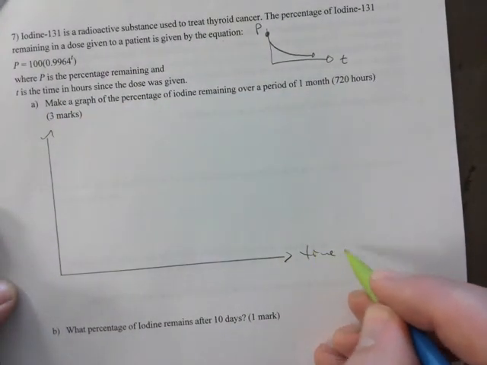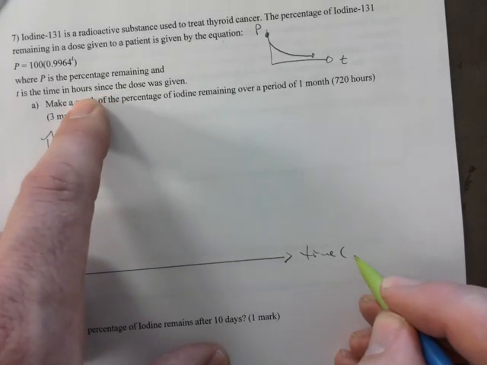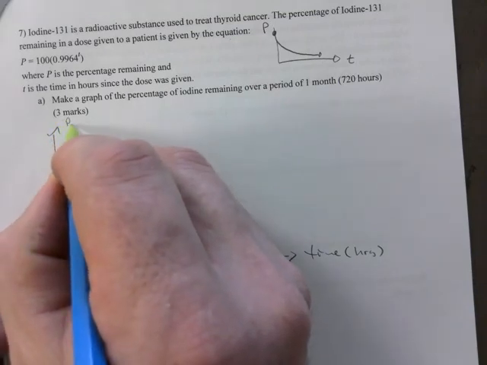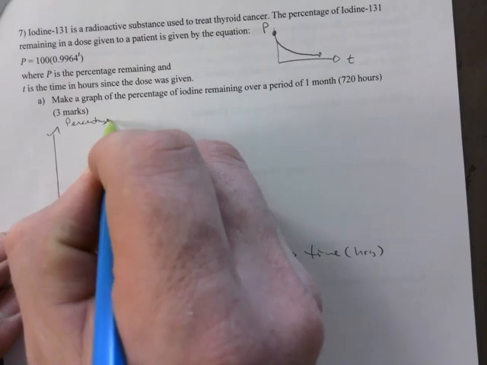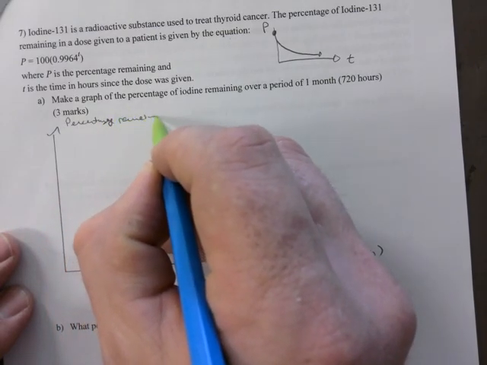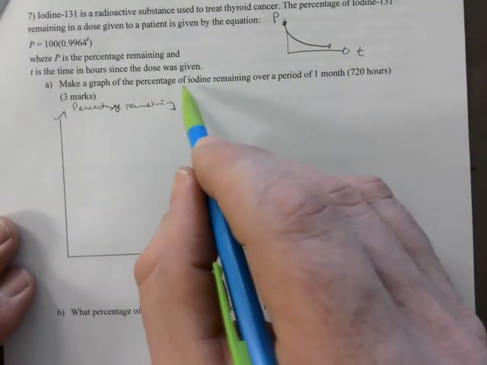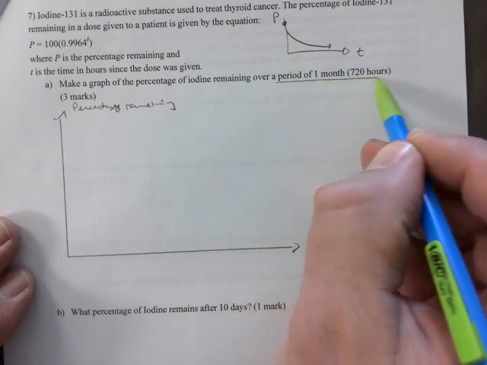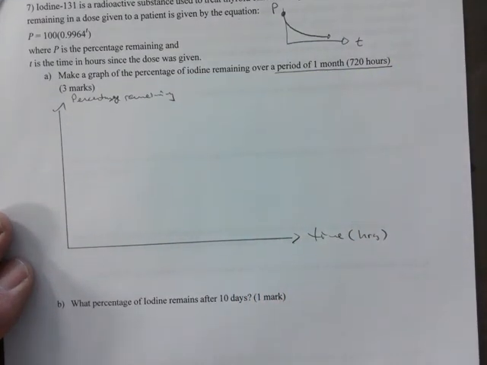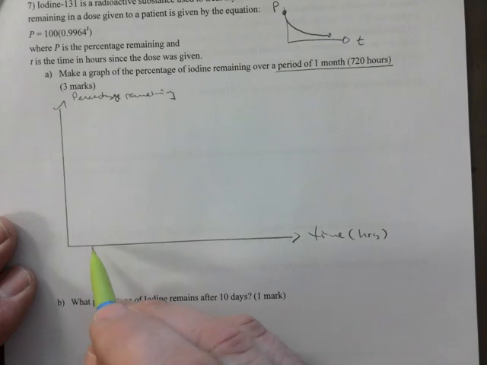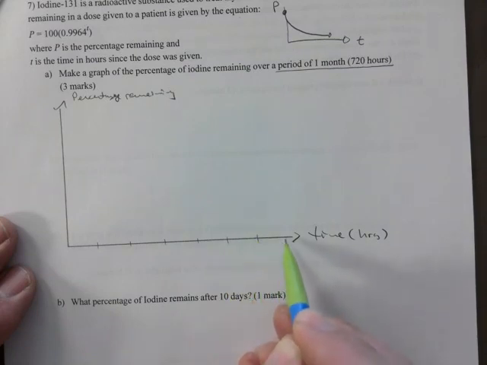We'll go time, and you have to say what? It is hours, okay, to get full marks. And then this is percentage remaining. I need to figure out how I'm going to work with this. It says to graph over the period of 1 month, 720 hours. So that should give you a pretty good indication as to what scale to use. Okay, so 100, 200, 300, 400, 500, 600, 700.